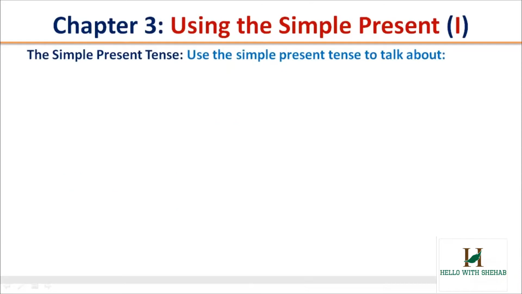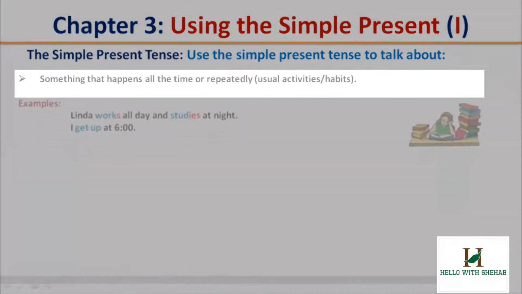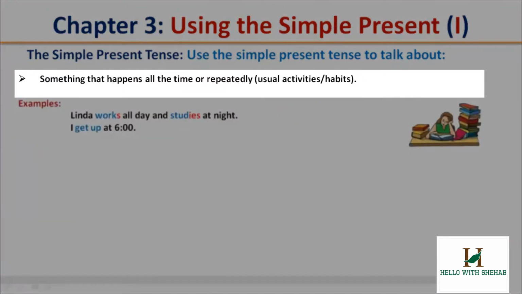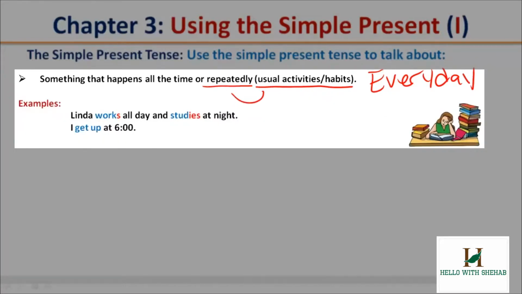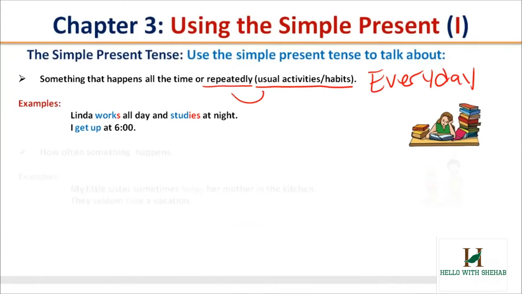The simple present tense. Use the simple present tense to talk about something that happens all the time or repeatedly. Repeatedly meaning usual activities or habits, something that you do almost or every day. Linda works all day and studies at night. I get up at 6 o'clock.